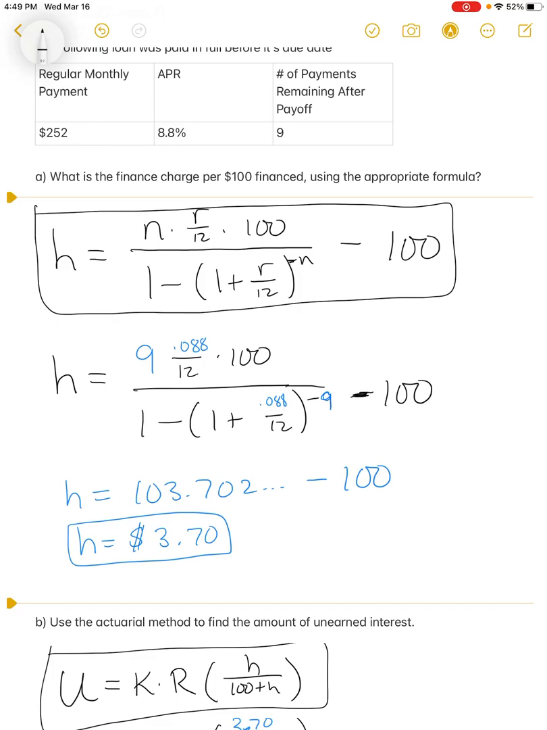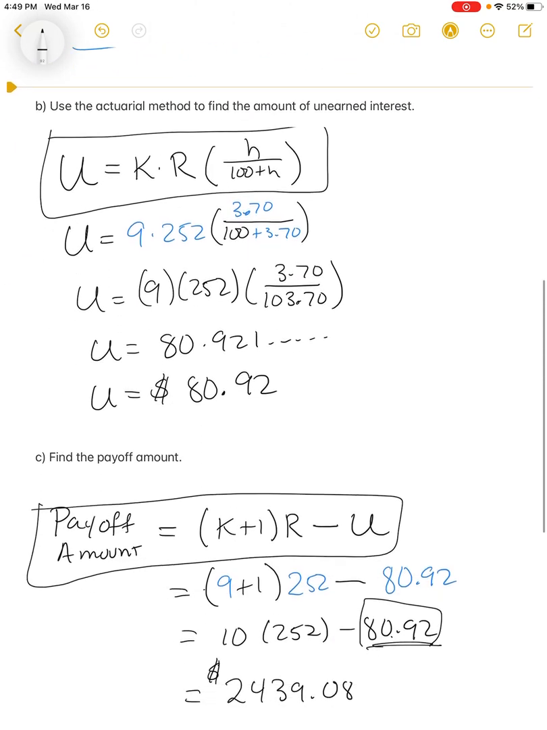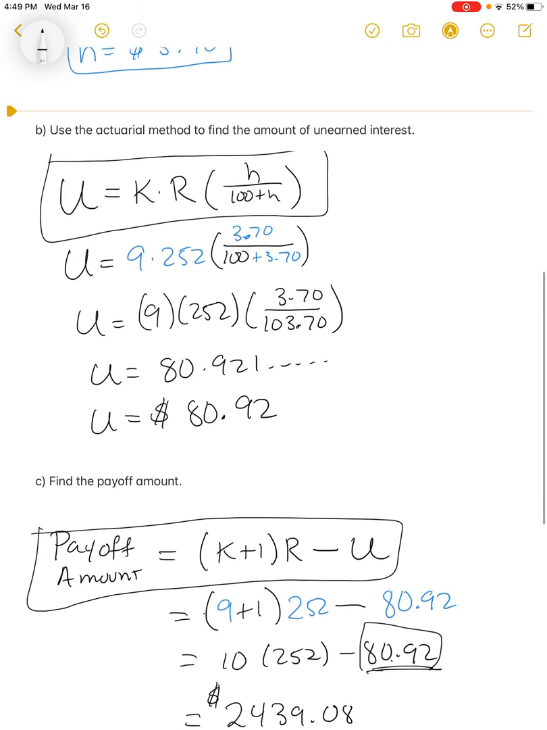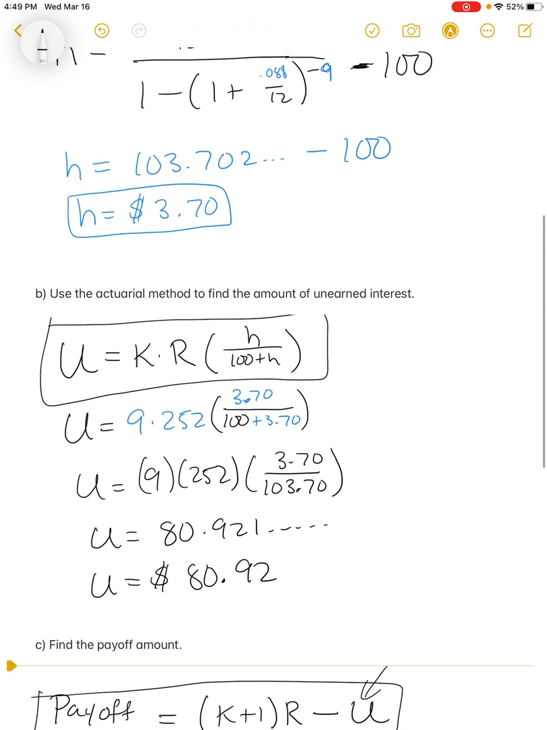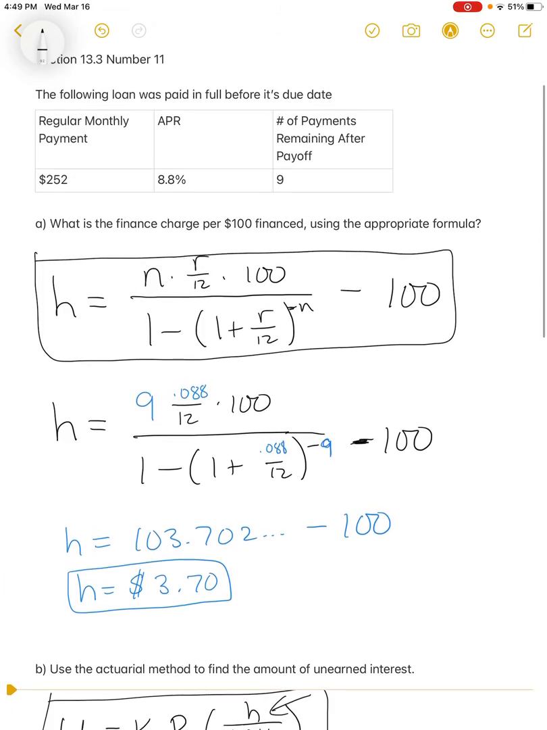Also make note of the fact how each one of these things was kind of embedded in the other. The ultimate goal was to figure out the payoff amount. But to figure out the payoff amount, I needed to know the unearned interest. Well, in order to know the unearned interest, I needed to know H. And that's why the first question was, what's H? Each time relying upon information that was given in the beginning, plus a new calculation in there.